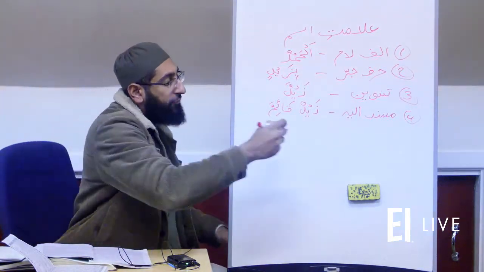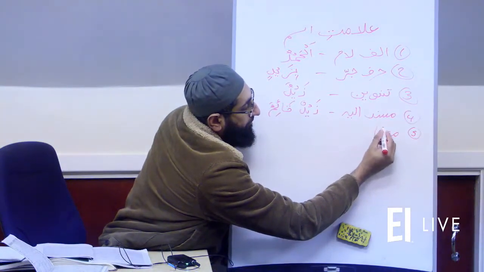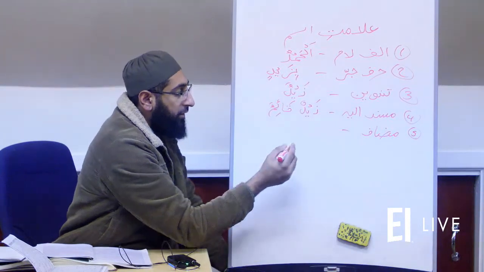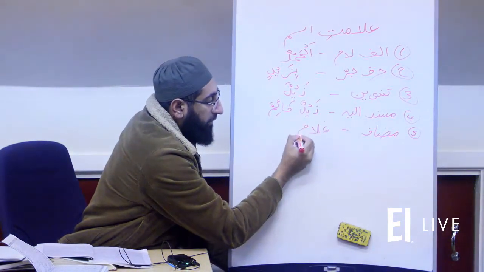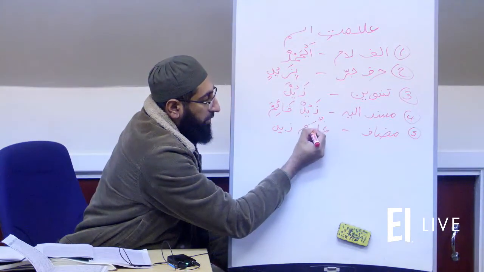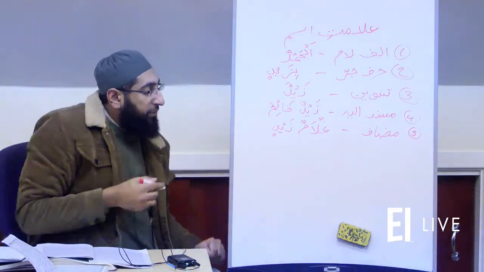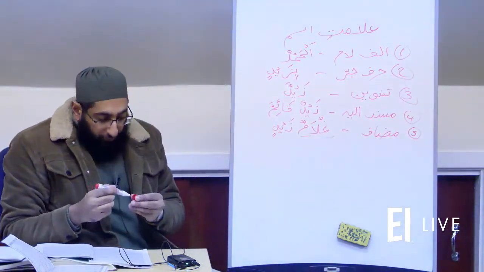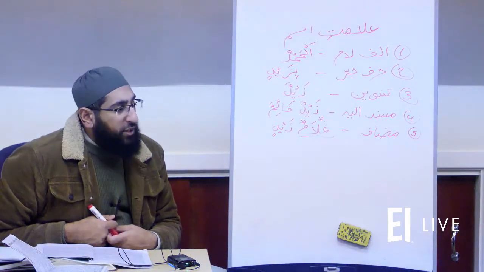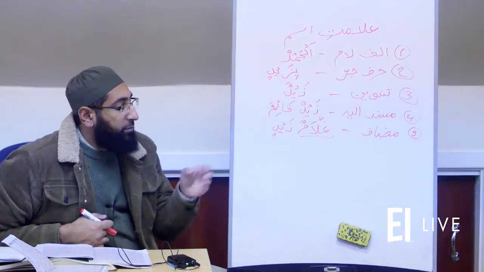Then you got mudaf. Remember murakkab izafi we did last week? Like gulamu zaydin. So here, gulamu zaydin. Here the mudaf, this is the mudaf. The mudaf here is ism. Yes? That's the objection here, that why not mudaf ilay? Why not? That's the ism as well.